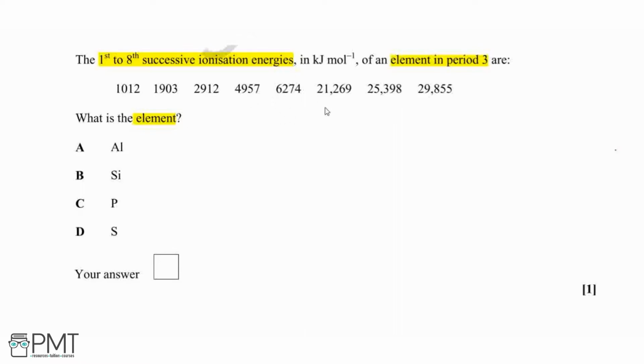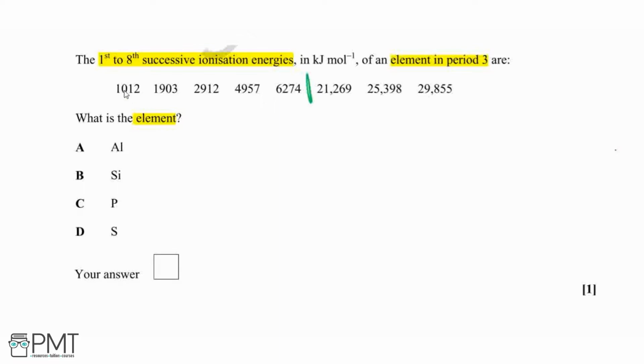between the values of 6,274 to 21,269. So that is the big jump that we can see from these values. So we're looking for more than just the regular pattern. So the first 5 ones here, although they are increasing, they're increasing in a steady amount, whereas this is where we're seeing a huge increase.